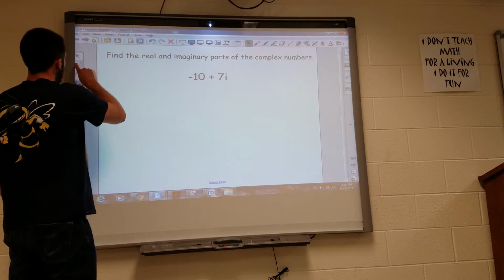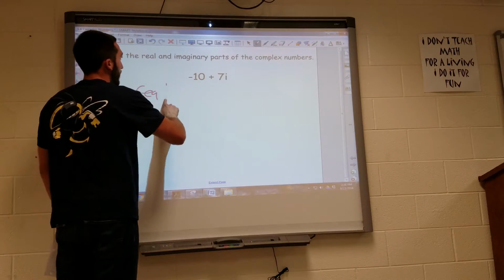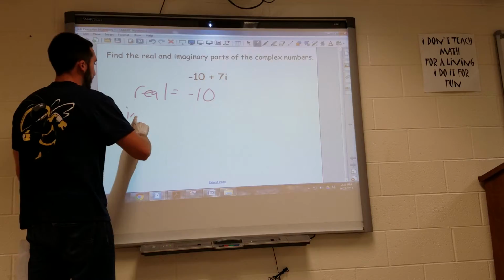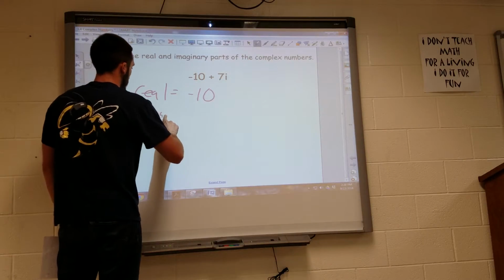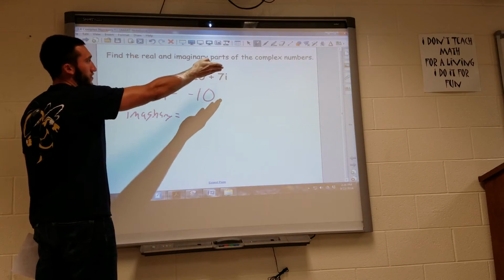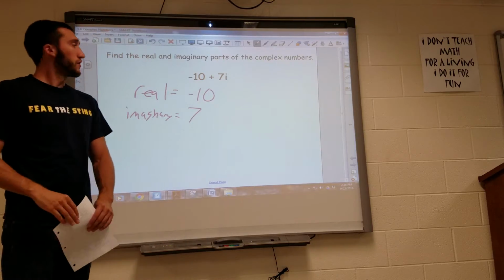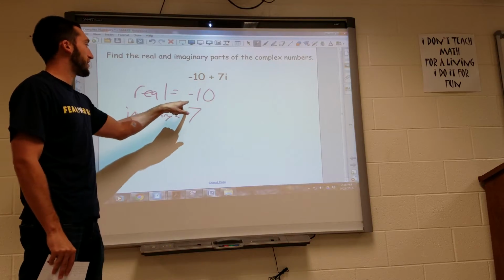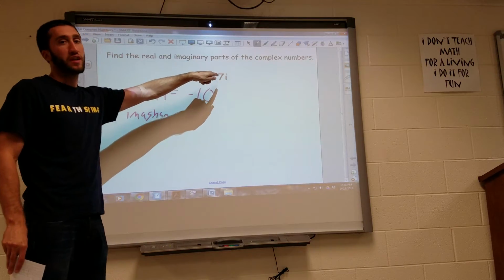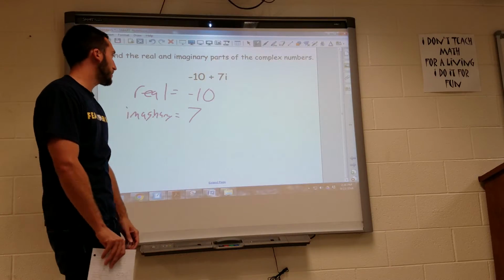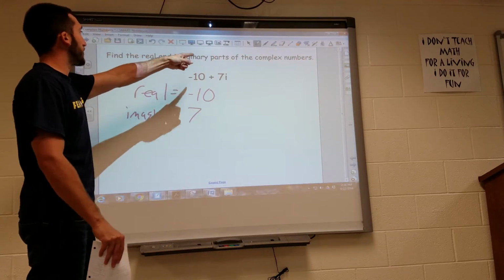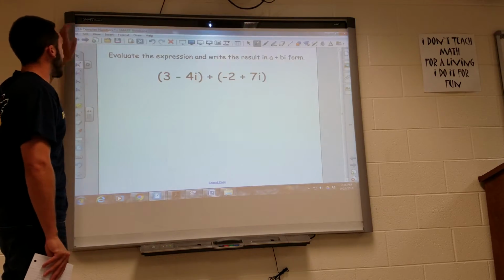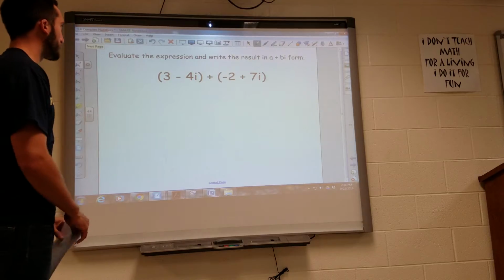So the real term in this complex number is -10, and the imaginary term in this complex number is 7. So the -10 is just our constant in this complex number, and the 7 is, if you want to think about it, the coefficient in front of our imaginary number. Okay? So that's what they mean by real and imaginary parts of a complex number. Complex number just meaning we have an i in there somewhere, an imaginary number in there somewhere.